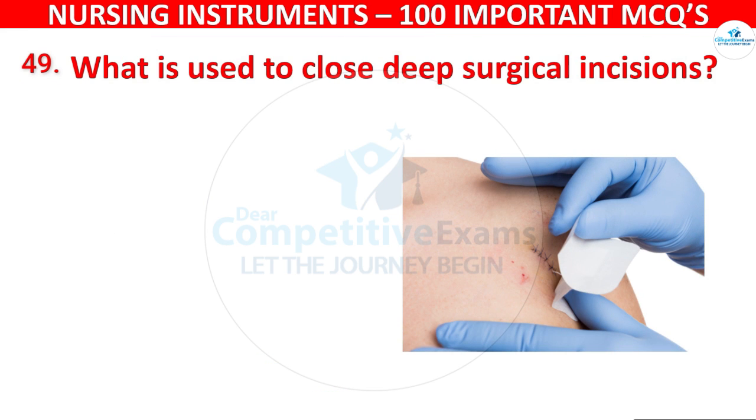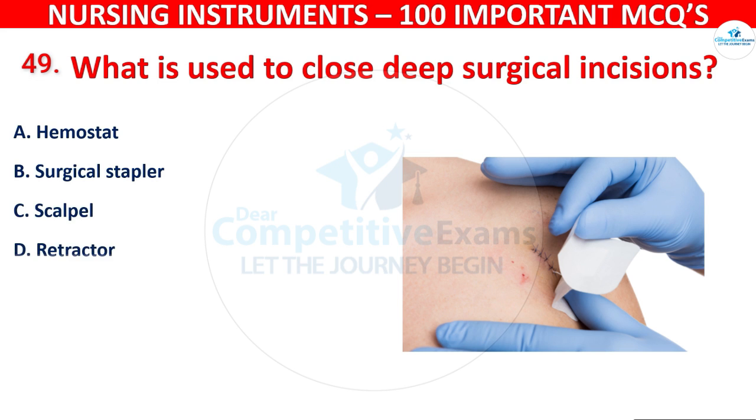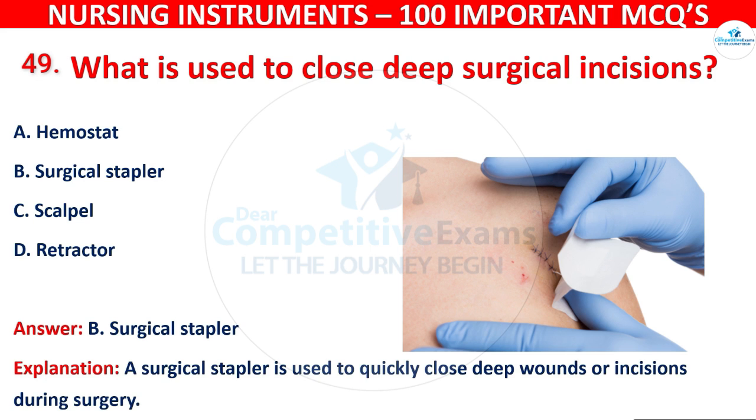What is used to close deep surgical incisions? Your options are hemostat, surgical stapler, scalpel, or retractor. The correct answer is B, that is surgical stapler. A surgical stapler is used to quickly close deep wounds or incisions during surgery.